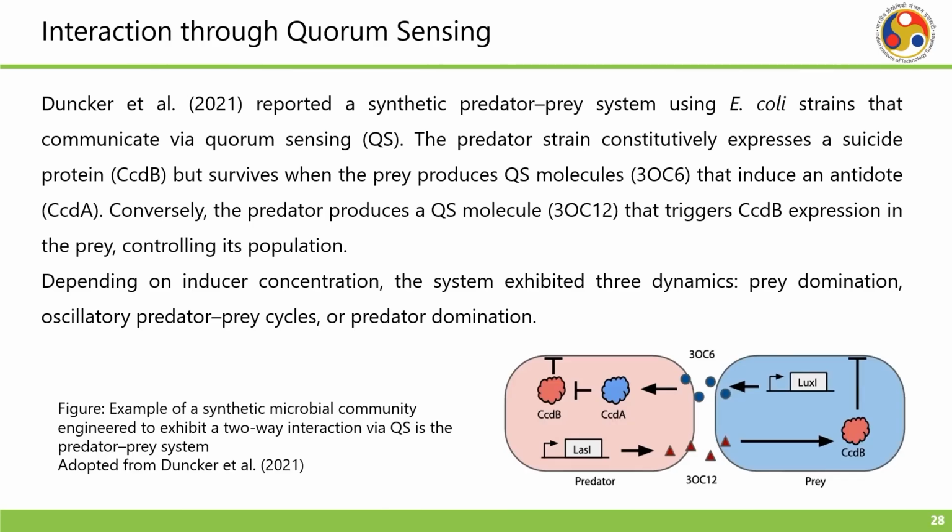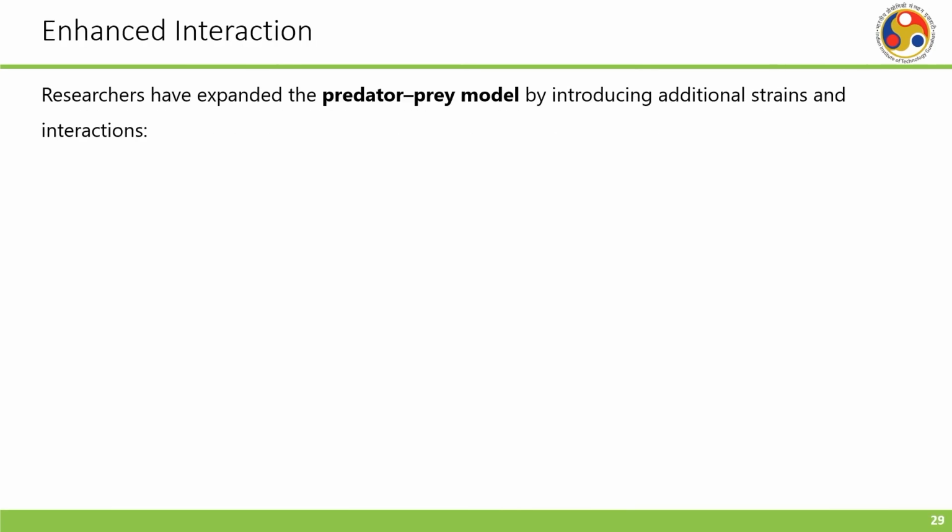So, here in this figure you can see an example of a synthetic microbial community engineered to exhibit a two-way interaction via QS. The predator-prey system, CcdB, is here, which is a suicide protein, and then you have this antidote CcdA. So, as already discussed, depending on the inducer concentration, this system will exhibit 3 different situations: prey domination, oscillatory predator-prey cycles, or predator domination. So, let us discuss the enhanced interactions.